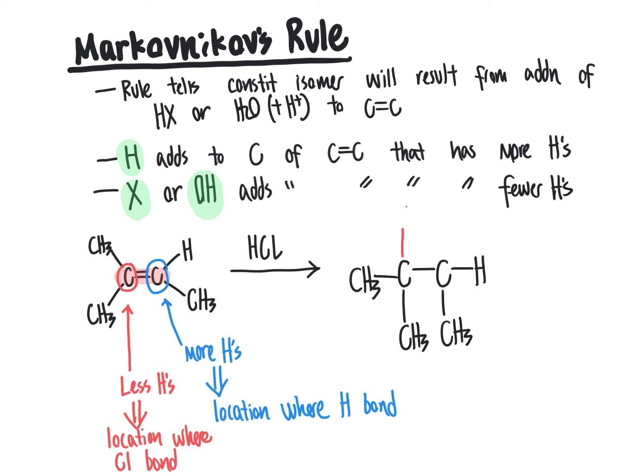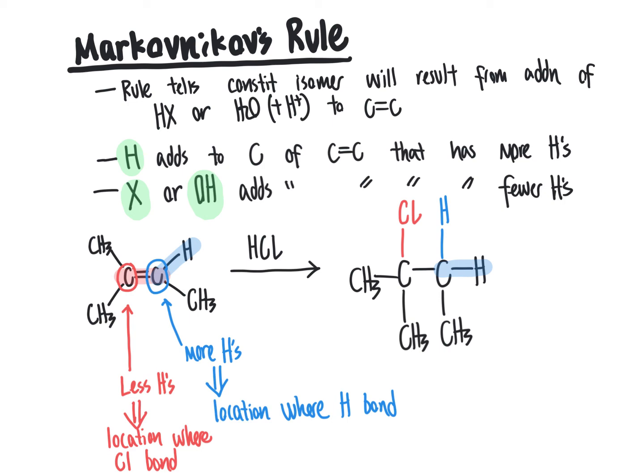And our Cl is going to go on the carbon that has fewer H's directly bonded to it. That's here on the left, corresponding to this one right here. And then on the right, the blue circled carbon, which corresponds to the one over here, is going to be the one that picks up H, because that was the carbon that had more H's directly bonded to it at the start, because it had this direct carbon-hydrogen bond here, and that causes it to be the winner.